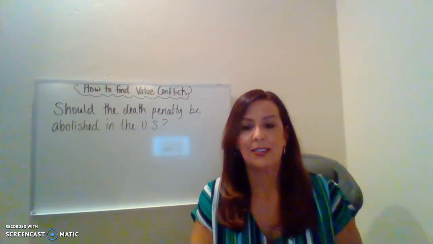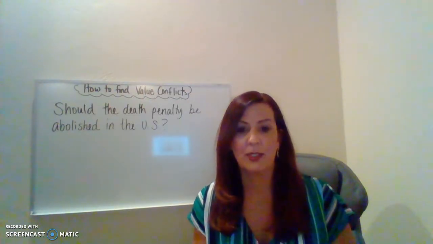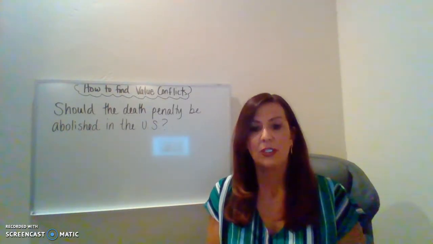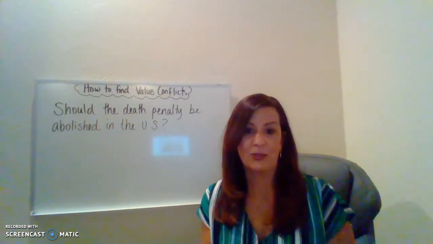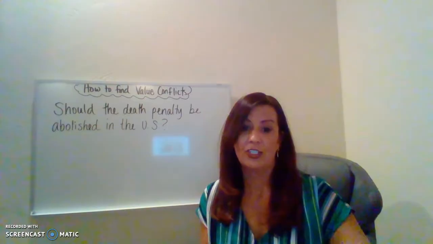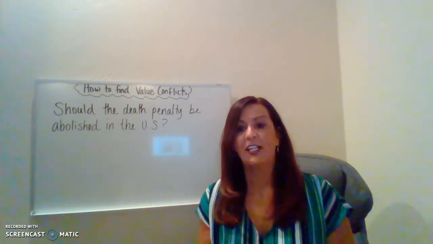This little video is a tutorial for how to find the value conflicts within value issues. So first of all, I have a value issue. The one I'm going to use as an example is, should the death penalty be abolished in the US? So this is my value issue.